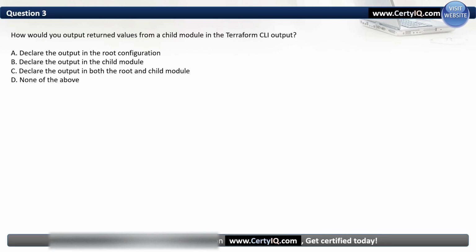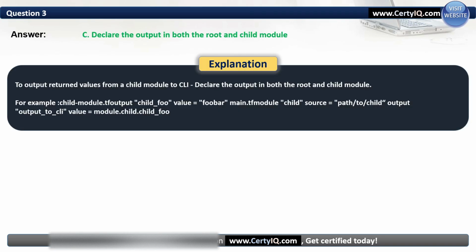Question 3. How would you output returned values from a child module in the Terraform CLI output? The correct option is C. Declare the output in both the root and child module. To output returned values from a child module to the CLI, declare the output in both the root and child module.